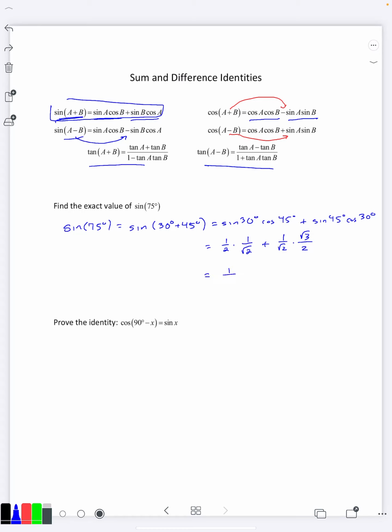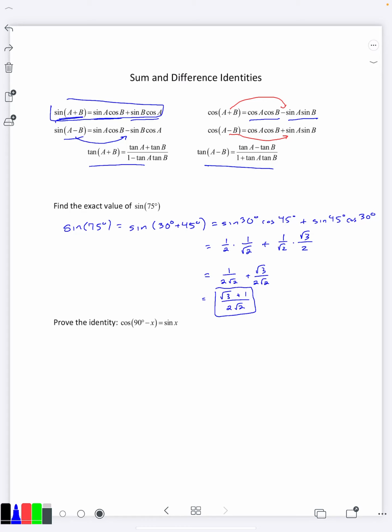And so there's going to be 1 over 2 root 2 plus the square root 3 over 2 root 2. And if we want to combine that together, I'll rewrite it a little bit. Square root 3 plus 1 over 2 root 2. And so this right here, expression with square roots, this is the exact value of sine of 75 degrees.